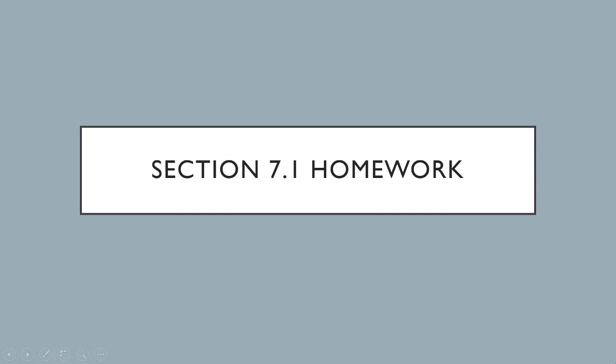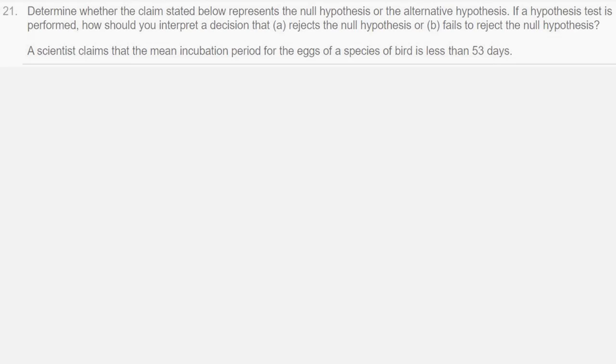We're looking at homework from section 7.1. This is question number 21. Determine whether the claim stated below represents the null hypothesis or the alternative hypothesis. If a hypothesis test is performed, how should you interpret a decision that A rejects the null hypothesis or B fails to reject the null hypothesis? A scientist claims that the mean incubation period for the eggs of a species of bird is less than 53 days.